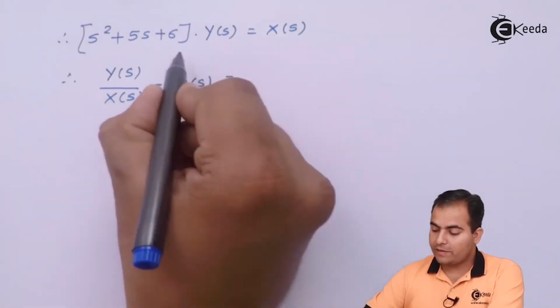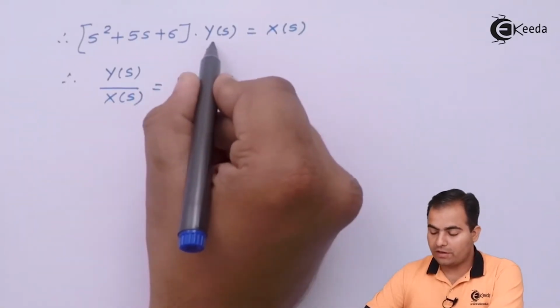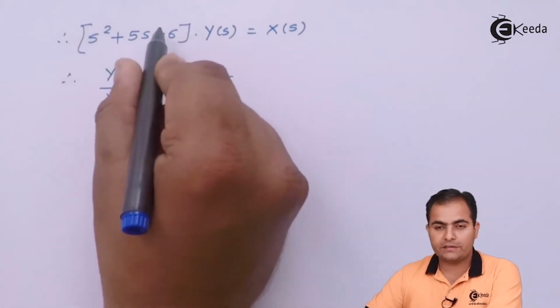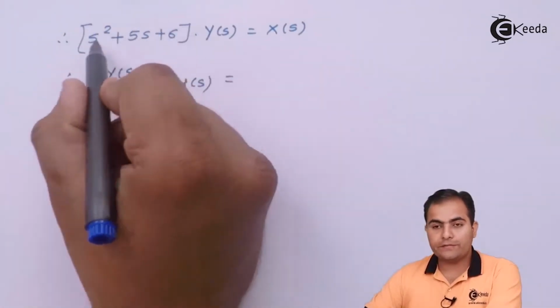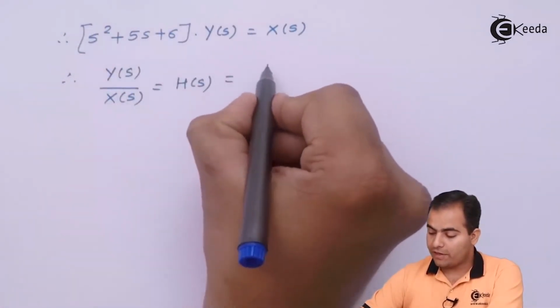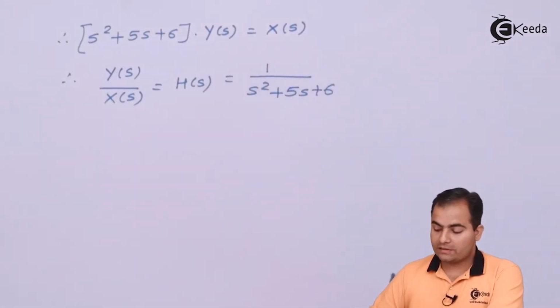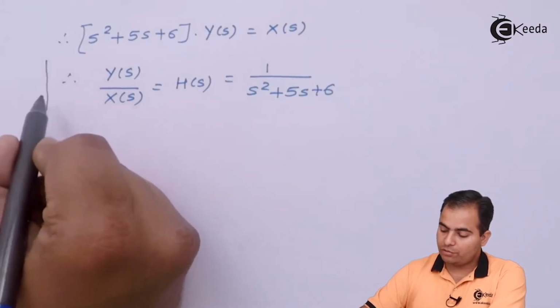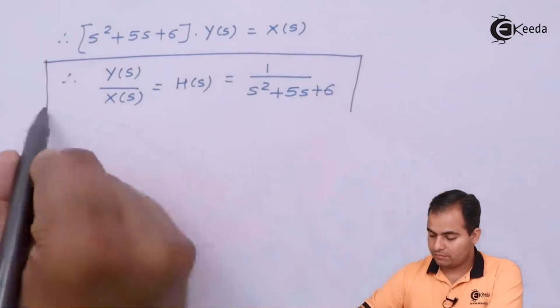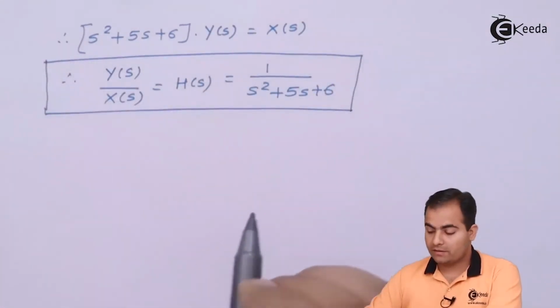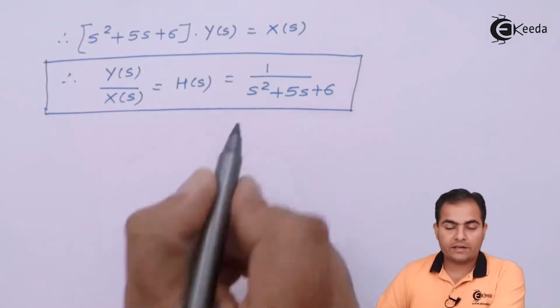And my equation will be, if I shift this X(s) on the left hand side and the coefficient is shifted on the right hand side, then this coefficient will be in the denominator. So we have 1 upon s² + 5s + 6, and this is our solution of the first part. So I'm going to write this one as my transfer function.